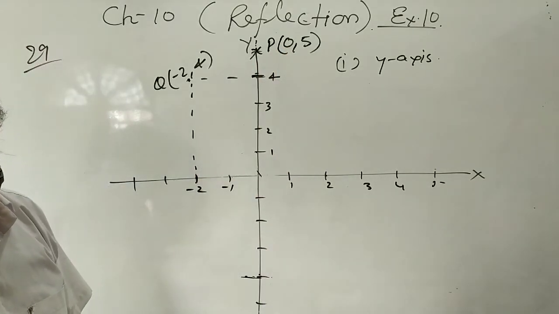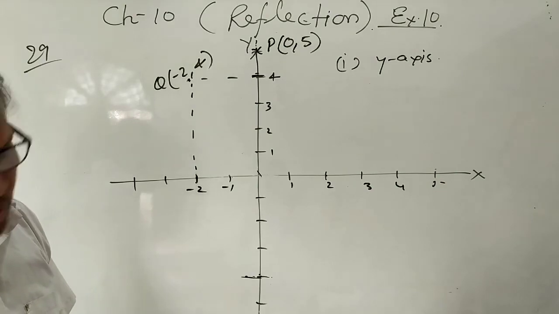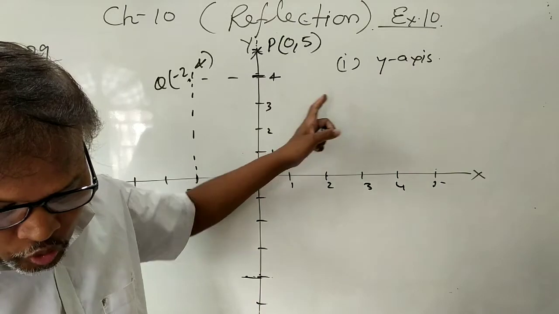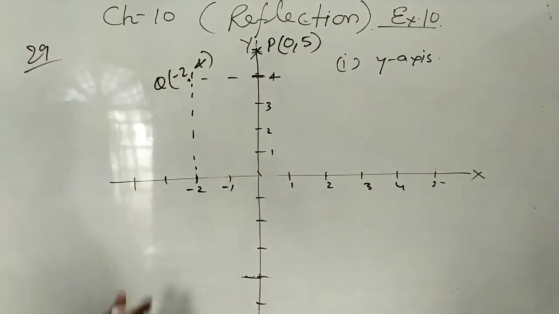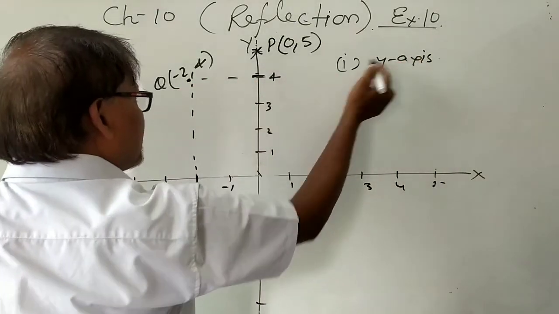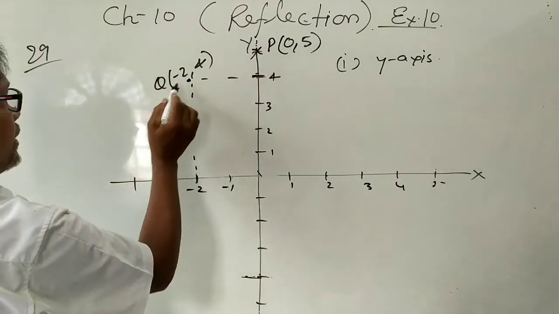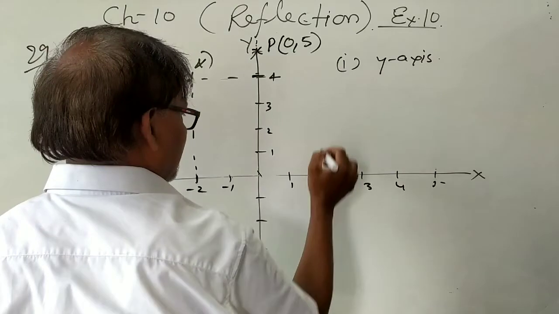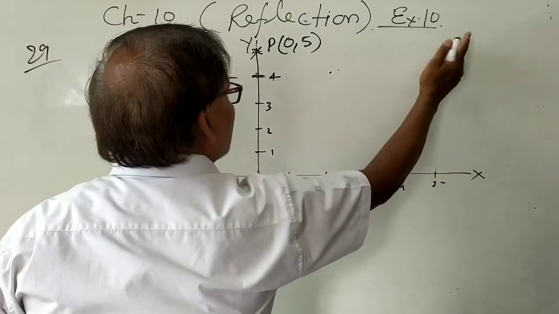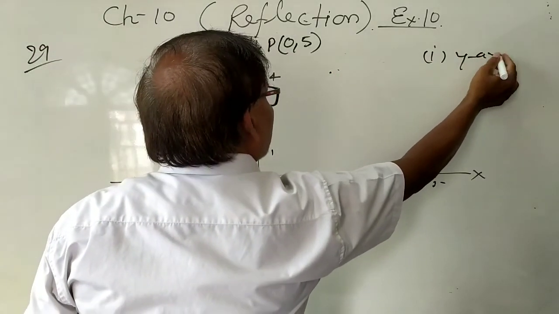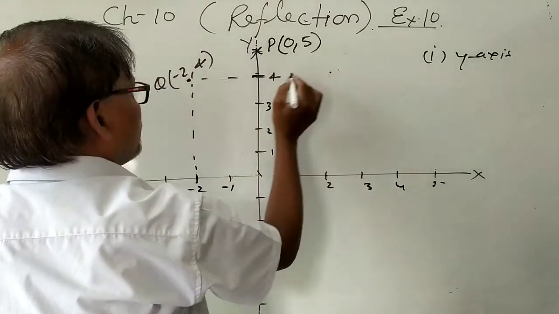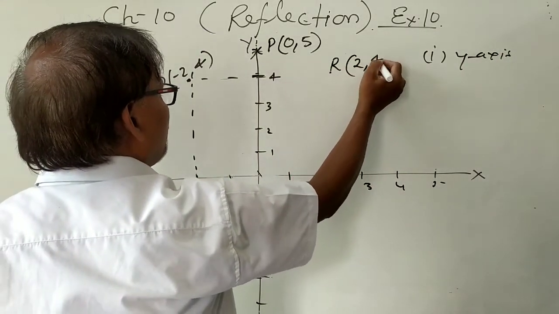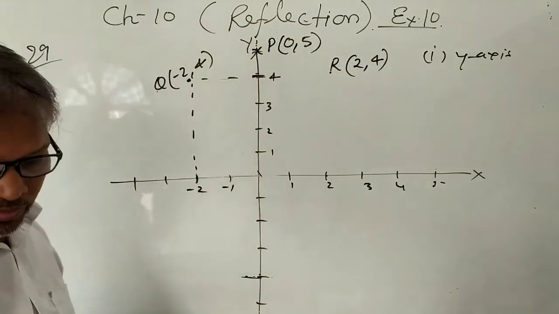Find the image of Q on reflection in the axis found in first. अब ये जो y-axis first part में निकला है, इस Q की image y-axis पे निकालिए. तो what you will get? That is 2, you will get the image here. Suppose R is the image, so 2, 4 is the image.